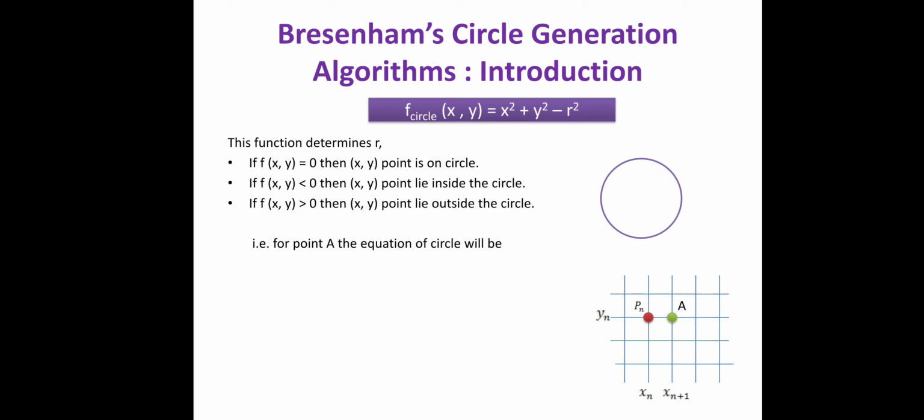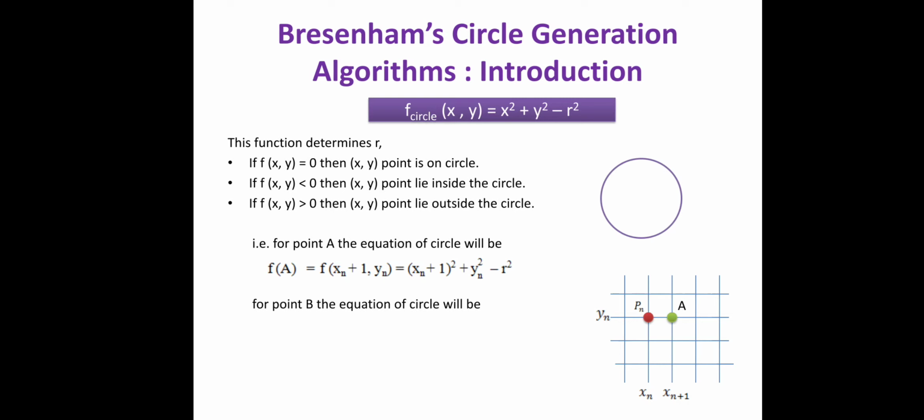So, what are the coordinates of point A? (xn+1, yn). We have to put the coordinates of this point A into this equation. So, what will be my equation? x square, what is the x here? xn+1. So, (xn+1) whole square plus yn square minus r square. This is the equation of point A for this circle, right.